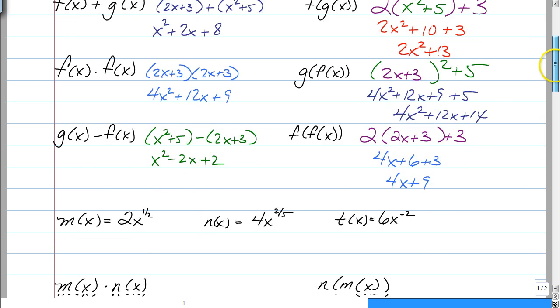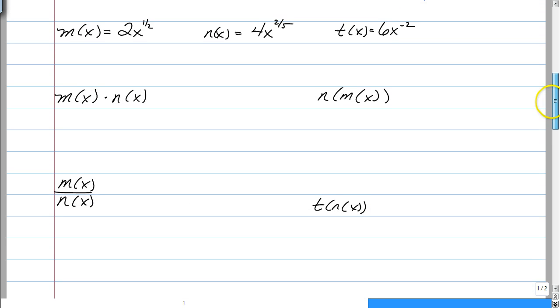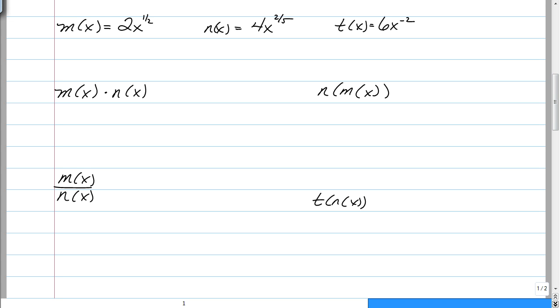Let's take it further. Now let's get into some that are a little bit trickier. So we have m of x, n of x, and t of x. So why do these get a little bit trickier? Just because of what these actually are. So we have 2x to the 1/2 power times 4x to the 2/5 power. No big deal. 2 times 4 is 8.